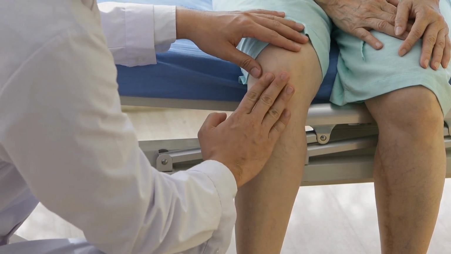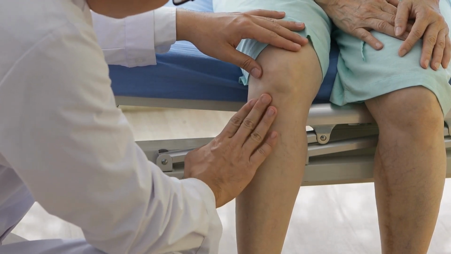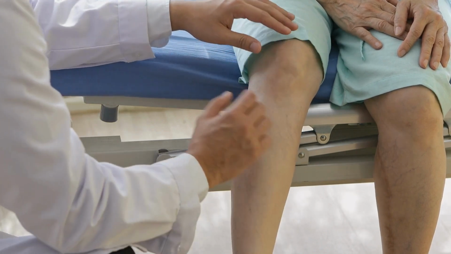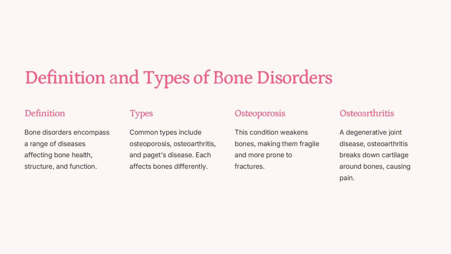options. Bone disorders are a range of diseases that affect the health, structure, and function of bones. Common types include osteoporosis, osteoarthritis, and Paget's disease. Osteoporosis weakens bones, making them fragile and more prone to fractures. Osteoarthritis is a degenerative joint disease that breaks down the cartilage around bones, causing pain. Each type of bone disorder affects the bones differently and requires specific treatment approaches.